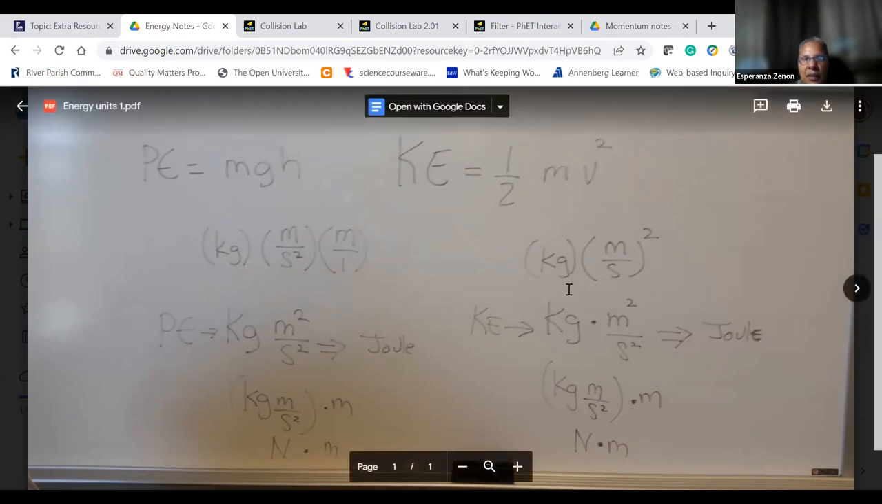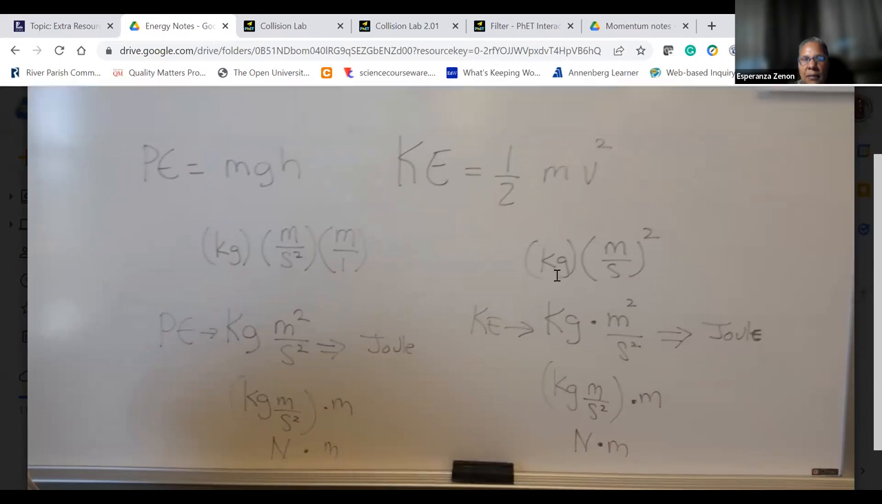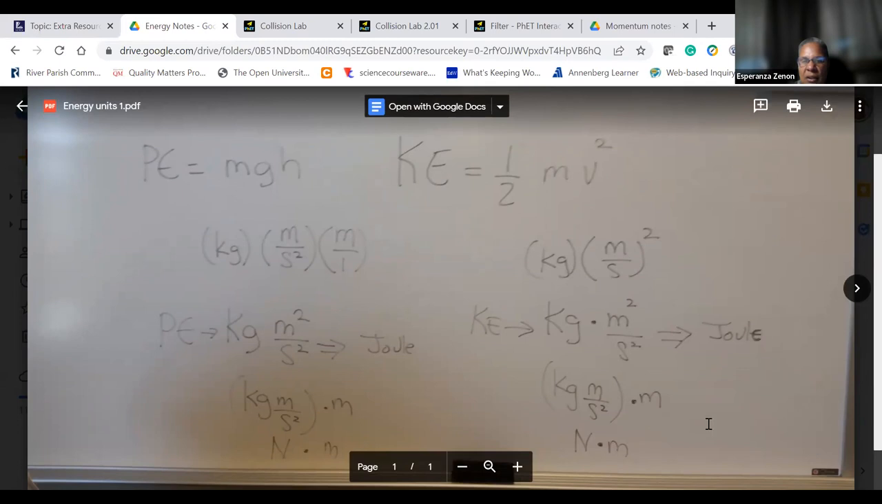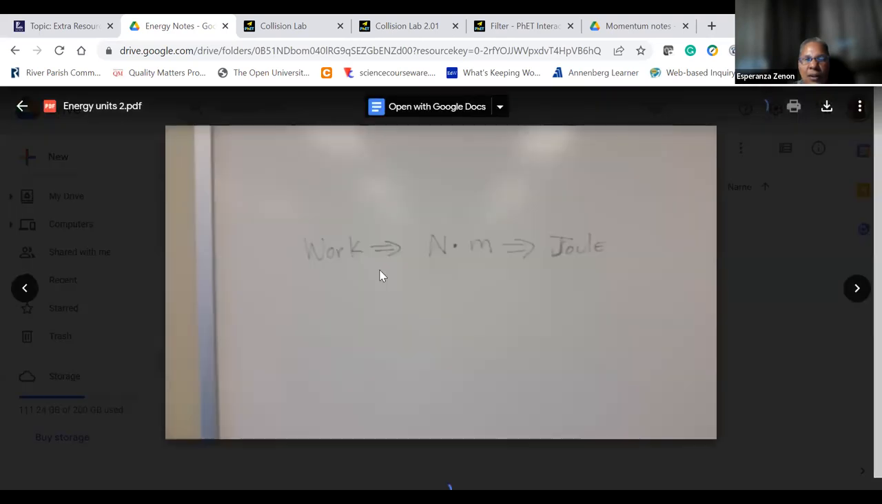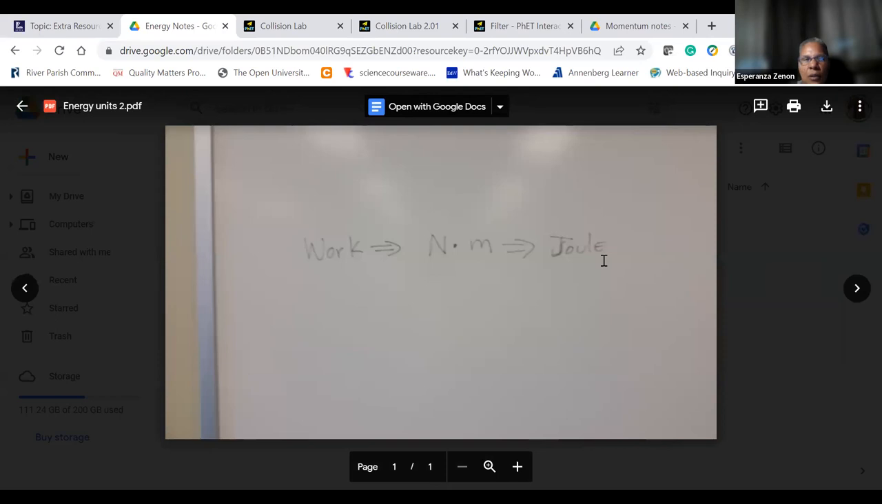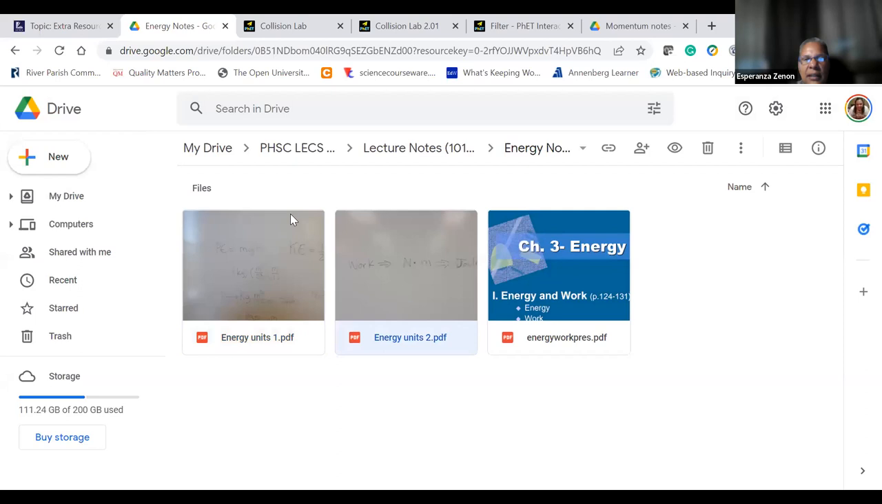Same thing for kinetic energy. Kilograms for mass, meters per second for velocity, but it's squared. And then I show you how you can get joules here and then how that translates into a newton meter. Why is that important? Because work also is in newton meters, which is equivalent to joules, right? So work and energy have the same units because they're interchangeable, okay?